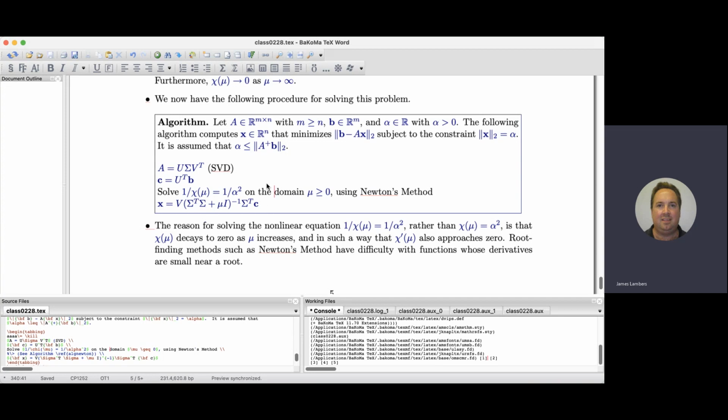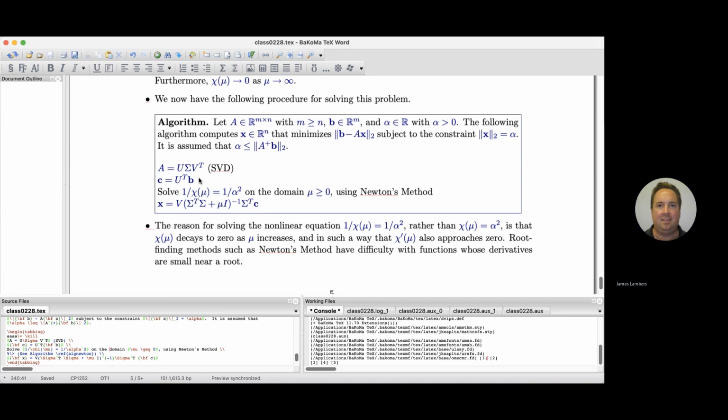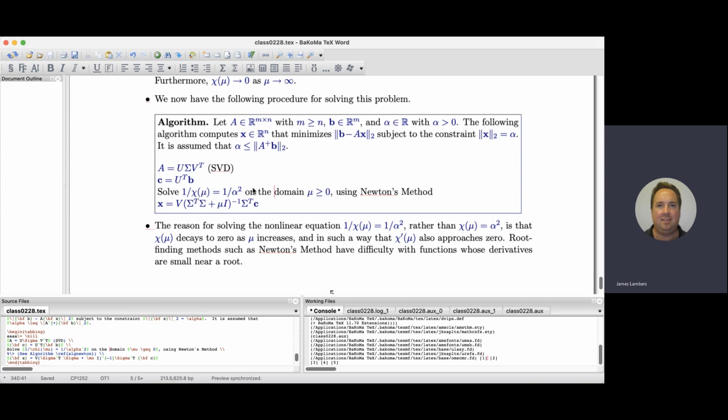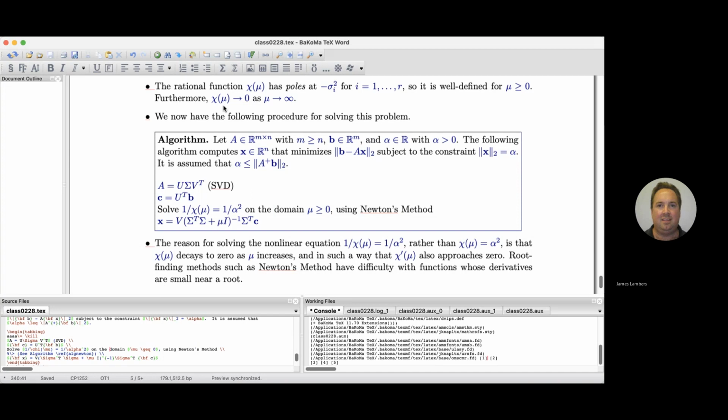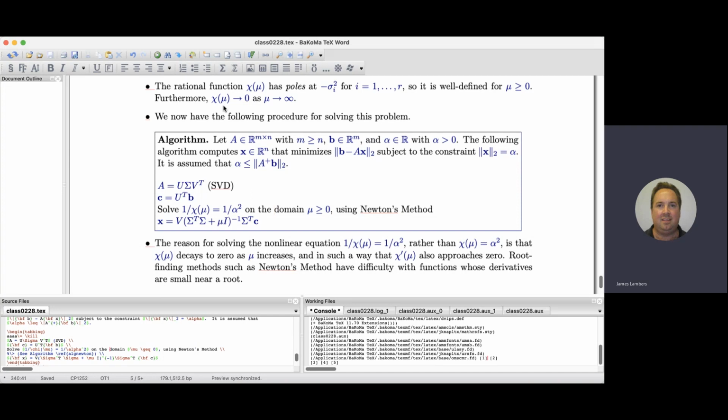Now, it might seem strange to solve 1 over chi equals 1 over alpha squared. The reason for that is, as I mentioned, as mu goes to infinity, chi goes to 0. Its derivative also goes to 0. Functions with derivatives that are nearly 0 in absolute value cause problems for root finding methods such as Newton's method. So if we choose a function that is steeper, then Newton's method will perform better.